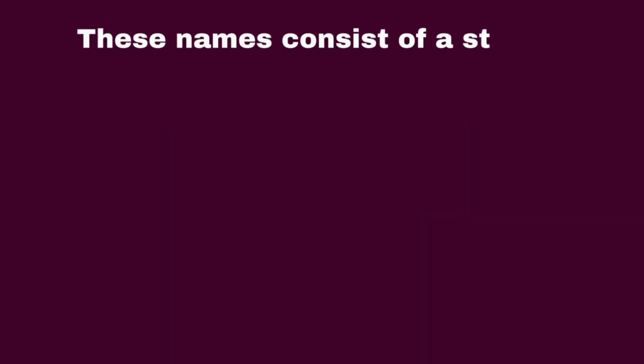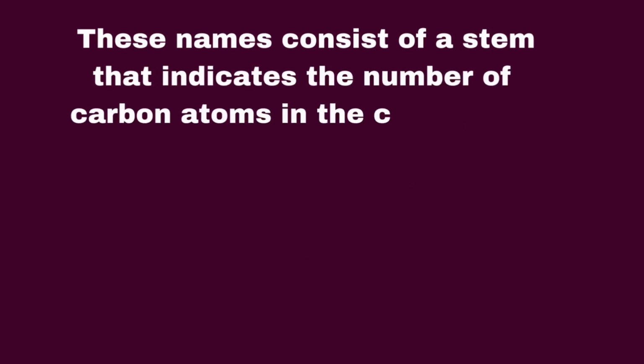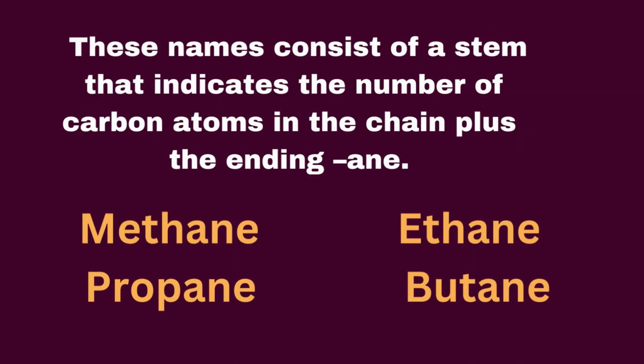And so on. This name consists of a stem that indicates the number of carbon atoms in the chain plus the ending. When we use these prefixes meth, eth, prop, but, pent, hex, hept, oct, non, dec, these are only prefixes. We end the name by using the word ane at the end. For example, meth-ane, methane. Eth-ane, it is ethane. Prop-ane, it is propane. But-ane, it is butane. And so on.